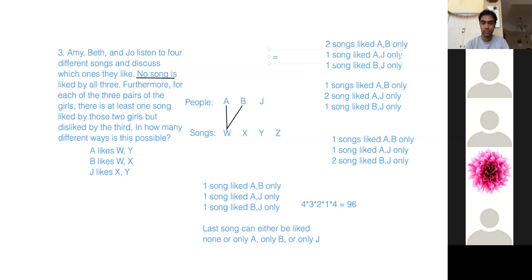Seven. Close. So we have 4 and 3. Should we add or multiply here? 12. Good. You multiply them.